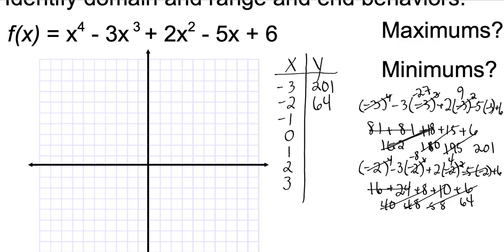Okay, so you're just doing the same routine to get all of the numbers. All right, so -1, we end up with a 17. 0, we get a 6. 1, we get a 1. 2, we get a -4. And then 3, we get a 9.